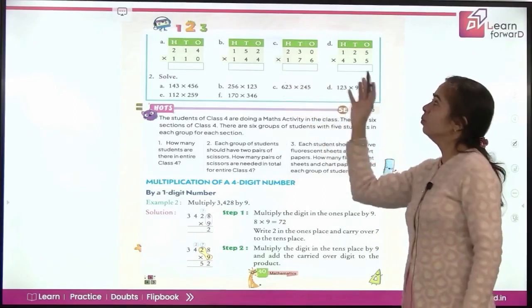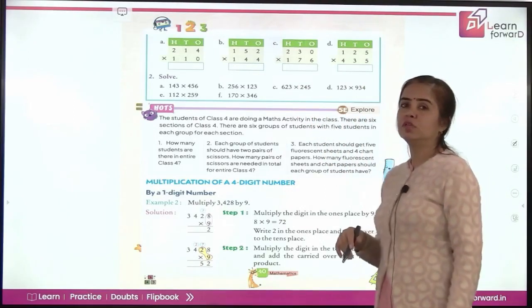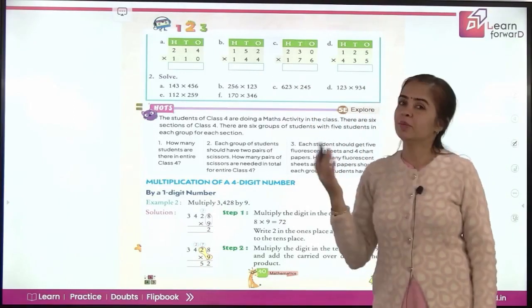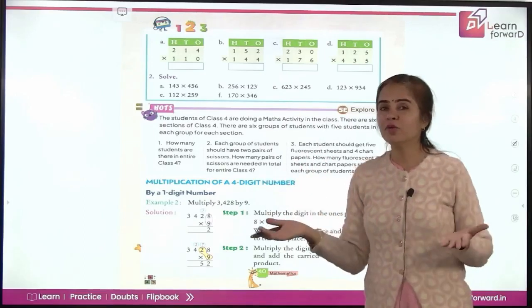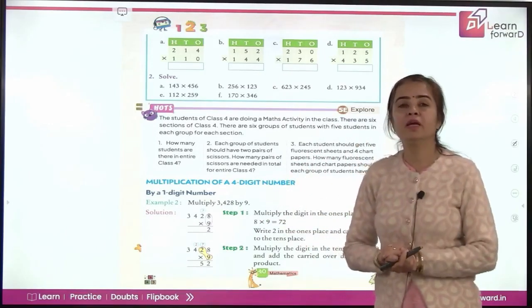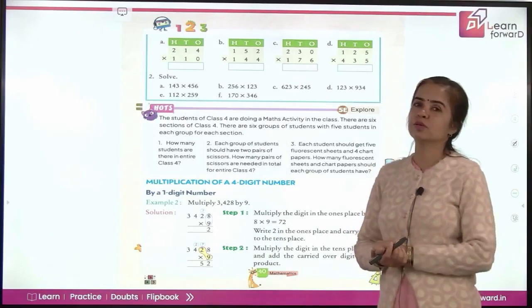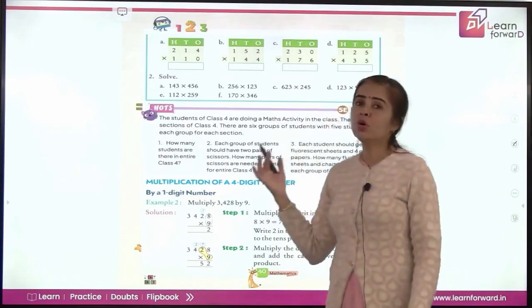Now you have more questions here on multiplication of 3-digit numbers by 3-digit numbers. The more you practice, the more perfect you will get, and I'm sure you will be getting better at your dodgings also. Okay, you know how dodgings help?